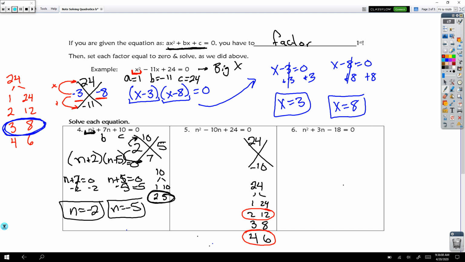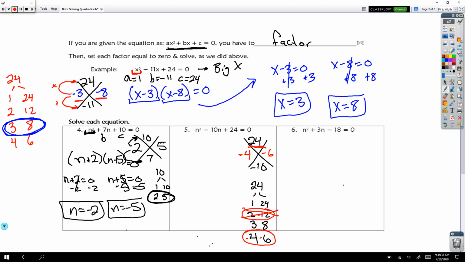So I need to look to see what would give me positive 24 when I multiply. If I did 2 and -12, 2 plus -12 would give me the -10, that would work. But 2 times -12 would give me -24. So that would not work. If I did -4 plus -6, again that would give me -10, and then -4 times negative 6 would give me positive 24. So those are the two I want to use.